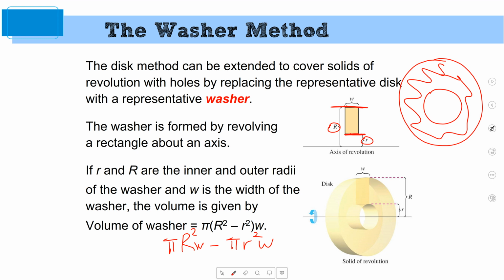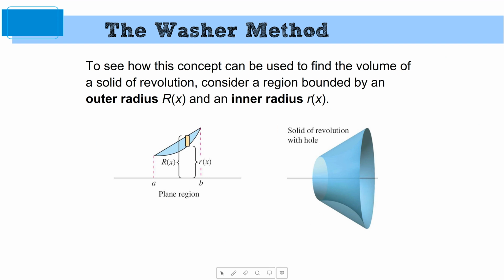Hopefully, you don't have trouble finding capital R and little r on a graph. But I have a bunch of examples to help you work through that. Okay? Makes sense? Yeah. Okay, good.